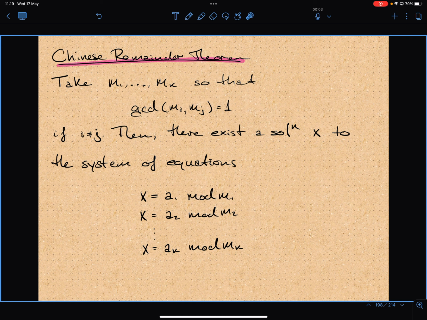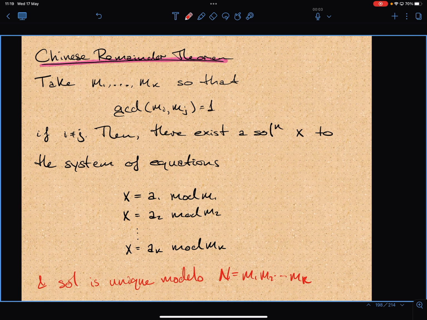And there's also that the solution is unique modulo n, which in this case is going to be M1 times M2 times Mk. So it's the same statement. It's just another way to phrase it. And we're going to prove this.